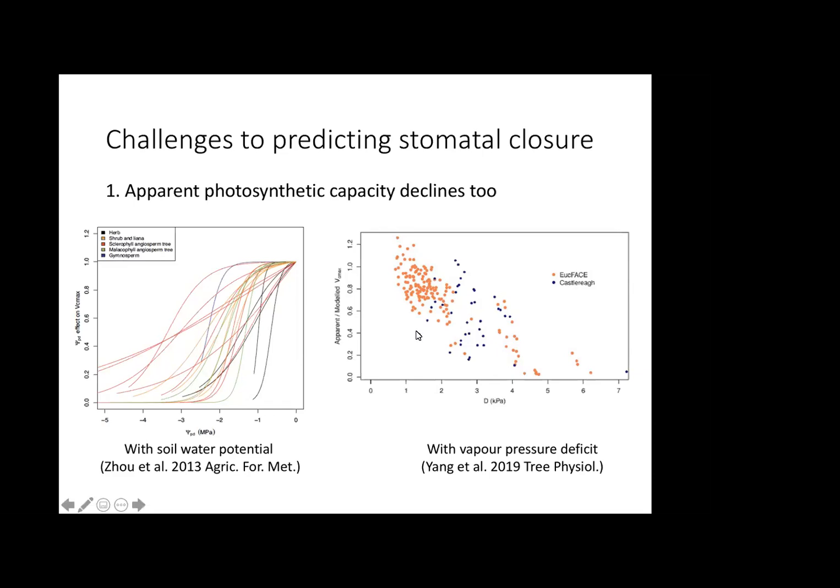Recently, my PhD student, Jinyan Yang, looked at the effect of high VPD on Vcmax, and actually found that there seems to be an impact of high VPD on apparent Vcmax as well. I'm still looking for other data sets that can confirm that impact. But this is something that we do need to take account of in our stomatal models. And as far as I'm aware, the work by Roddy Dewar and Anneke Makela is still probably the only model that takes that effect into account.